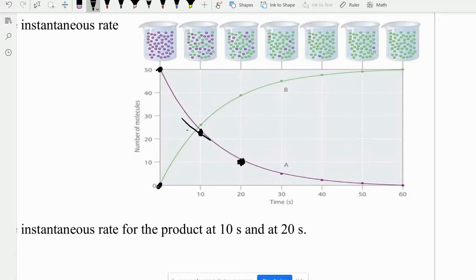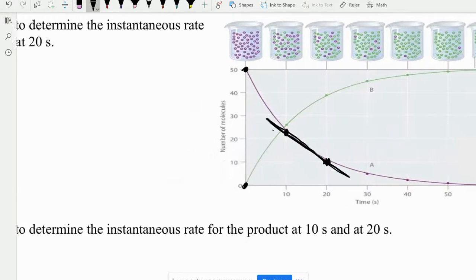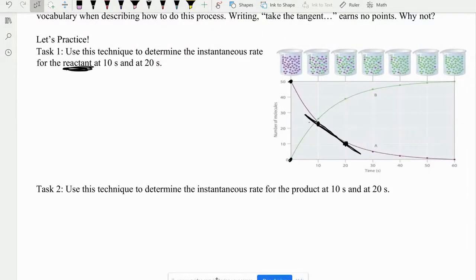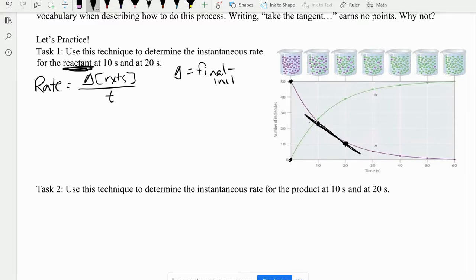Sorry, you guys, my line might not be so incredibly straight here. Okay, there we go. There's my slope of the line tangent to the curve. And I already know that rate is going to equal, in this case, a change in concentration of the reactants divided by time. And remember, change in, okay, that delta is final minus initial.